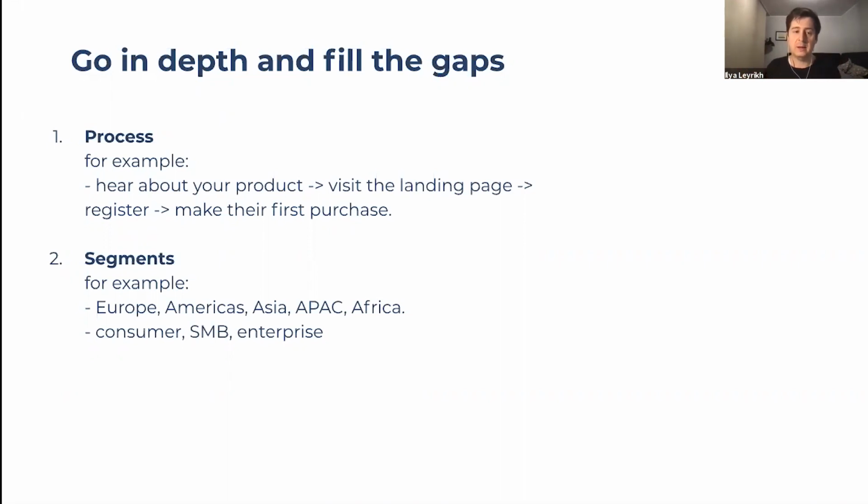Another way to split the same metric, new customers joining your product per month, is to split it by segments. For example, you can have regional segments, Europe, Americas, Asia, countries, or you can have customer type segments like consumer, SMBs, enterprise. You can split the same number of new customers joining in this different way. Both ways will be accurate, and in both ways you will get a complete view without gaps, because you either know all of your segments or you track some process end to end.